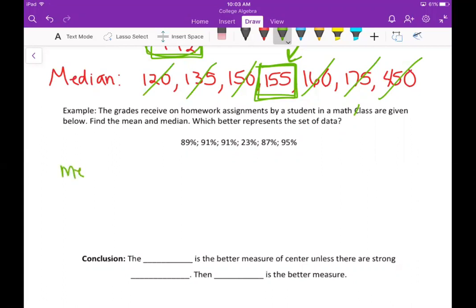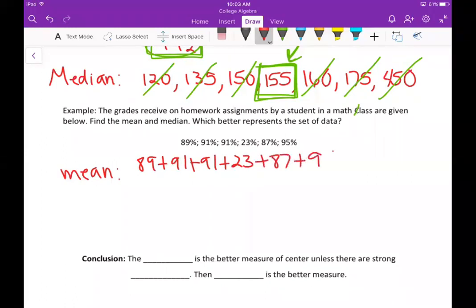So for mean, did you take and add them all together? 89 plus 91 plus 91 plus 23 plus 87 plus 95? And did you divide by 6 because there were 6 total data points? That should give you a mean of about 79.3%. So the average score on the homework for that student would be 79.3.